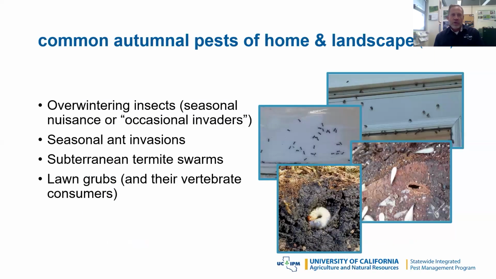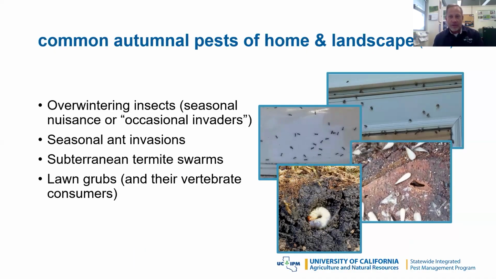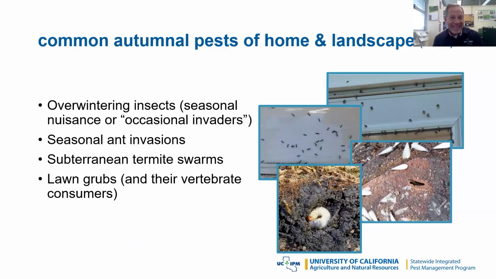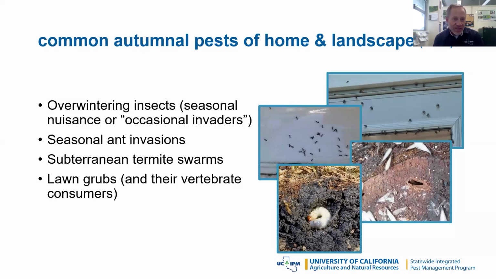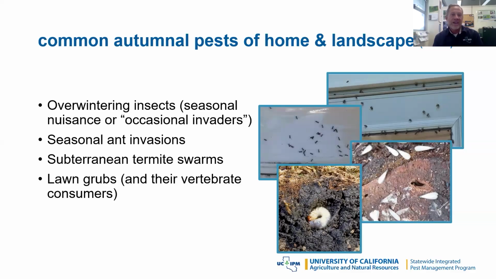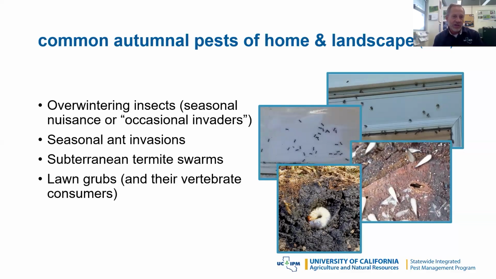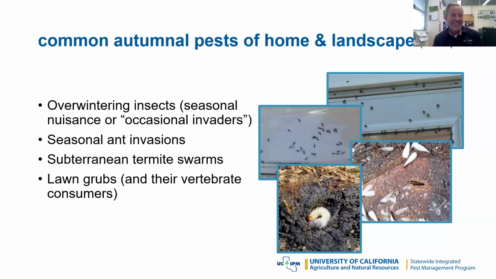So we're going to cover four different categories of common pests that we see in autumn. First will be a general category of overwintering insects. Some people call these seasonal nuisance pests, or professionals also often call them occasional invaders. So really that means they're only occasionally coming inside, and in this case, it's happening in a specific season.